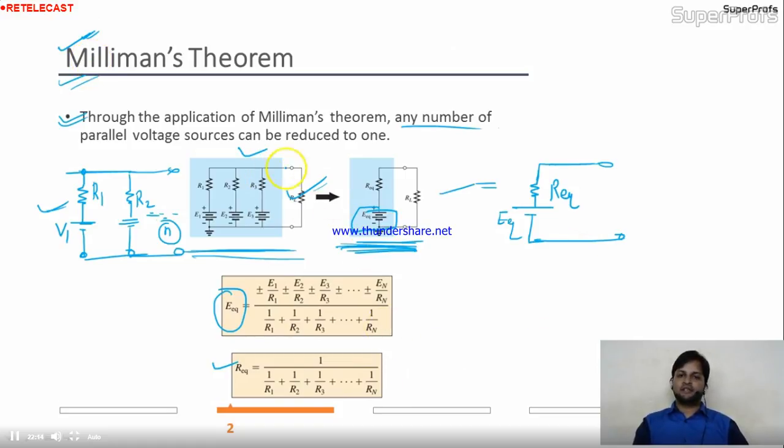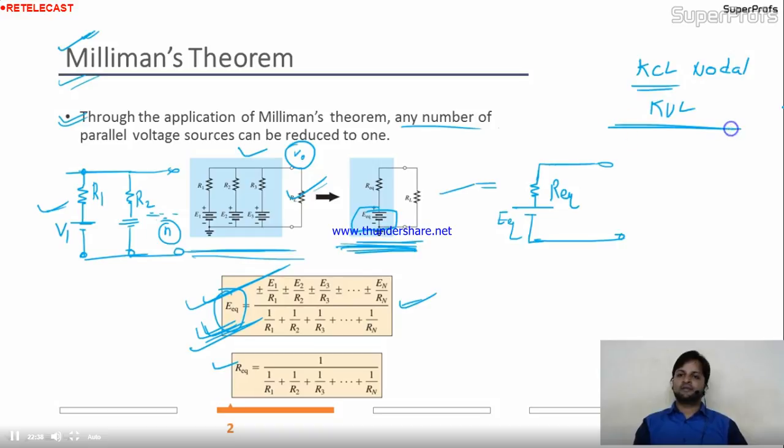If you have this type of circuit, you will not apply this formula. It's an extra headache to remember this formula. Simply apply nodal analysis. If you apply nodal analysis, this equation is nothing but the nodal equation. You'll get this equation only. Who is going to remember this? Simply we have to apply in any circuit KCL, which means nodal analysis, and KVL.